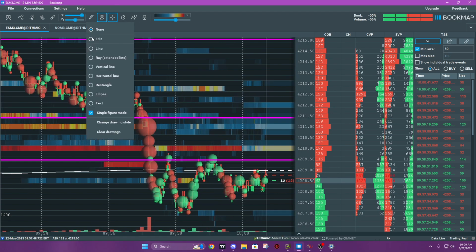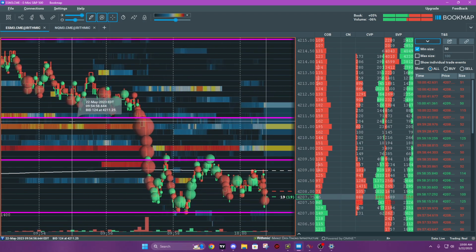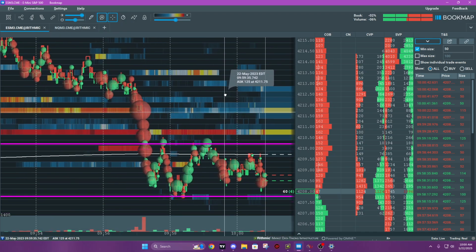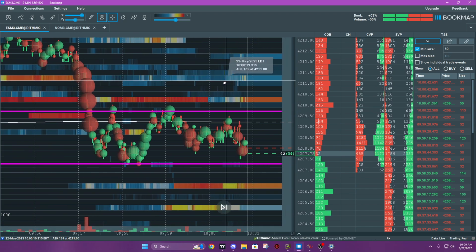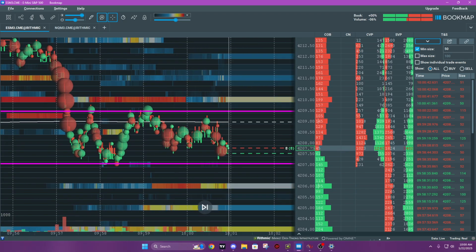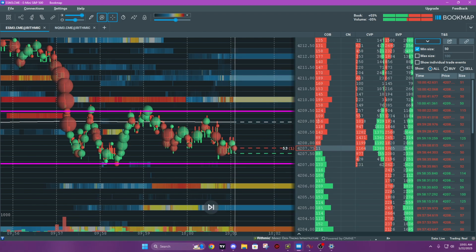Could we form another range here? We'll have to see. I'll wait to see what happens with this range and then I'll probably head out. But right now we do have price delta divergence forming on this candle. Have to see what happens.